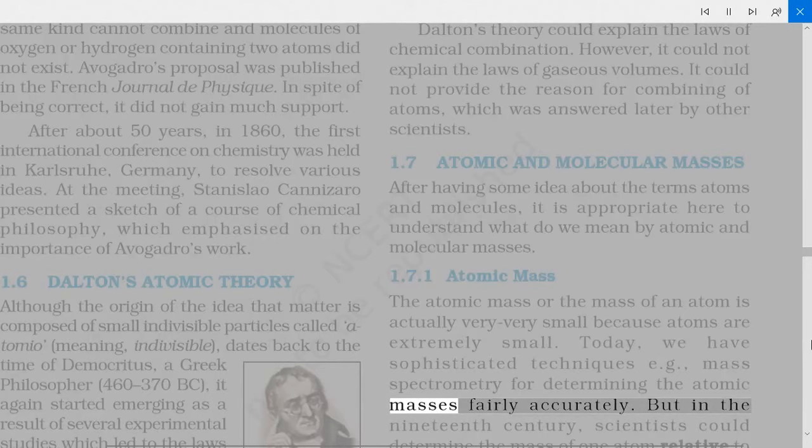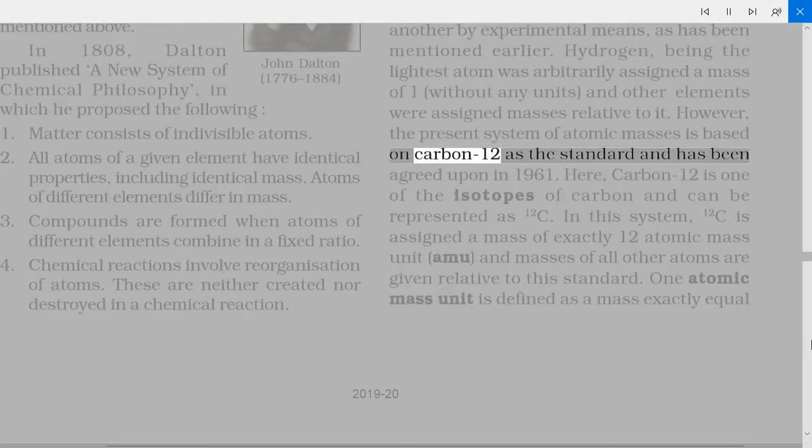However, the present system of atomic masses is based on carbon-12 as the standard and has been agreed upon in 1961. Here, carbon-12 is one of the isotopes of carbon and can be represented as 12C. In this system, 12C is assigned a mass of exactly 12 atomic mass unit, AMU, and masses of all other atoms are given relative to this standard.